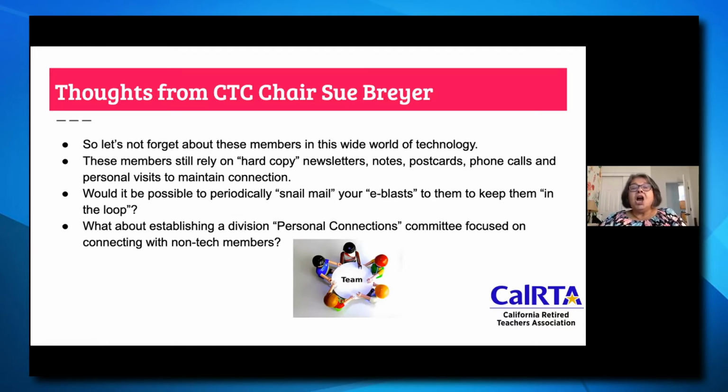They rely on hard copy newsletters, notes, postcards, phone calls, and personal visits to maintain connection. Would it be possible to periodically snail mail your e-blast to keep them in the loop? How about establishing a personal connections committee focused on connecting with non-tech members? These are thoughts that Sue Breyer, our wonderful CTC chair, shared in one of her newsletters. So this is directly from her.